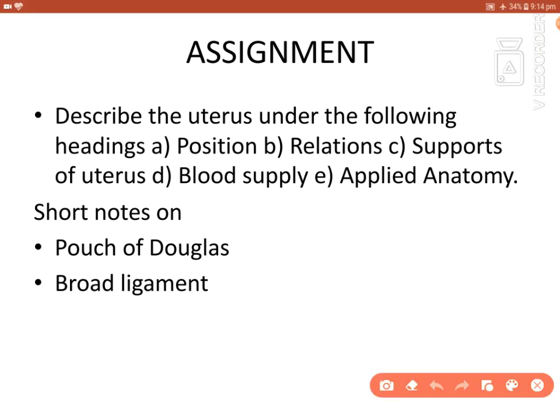Here, the uterus can be asked as a long essay. Okay, so describe the uterus under the following headings: its position, its axis, then its relations, peritoneal relations, visceral relations, supports, primary supports, fibromuscular and muscular supports with secondary supports, its blood supply and some applied anatomy. Then the pouch of Douglas and the broad ligament can also be asked as short notes.